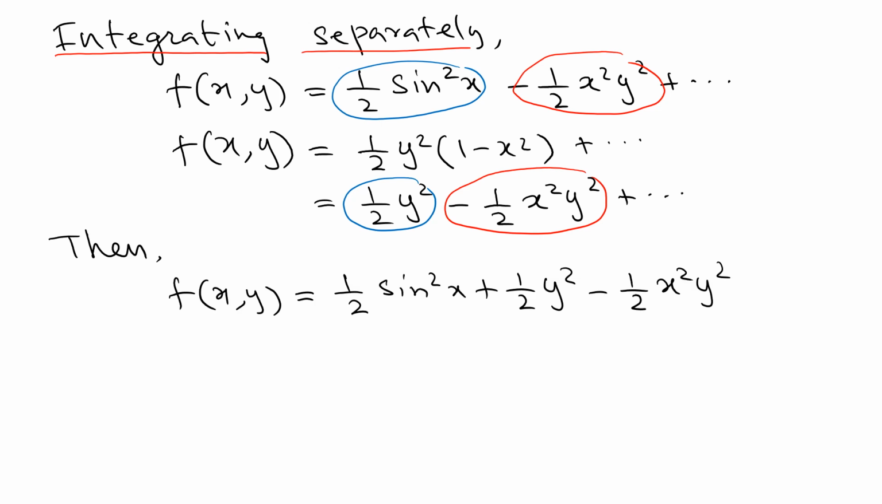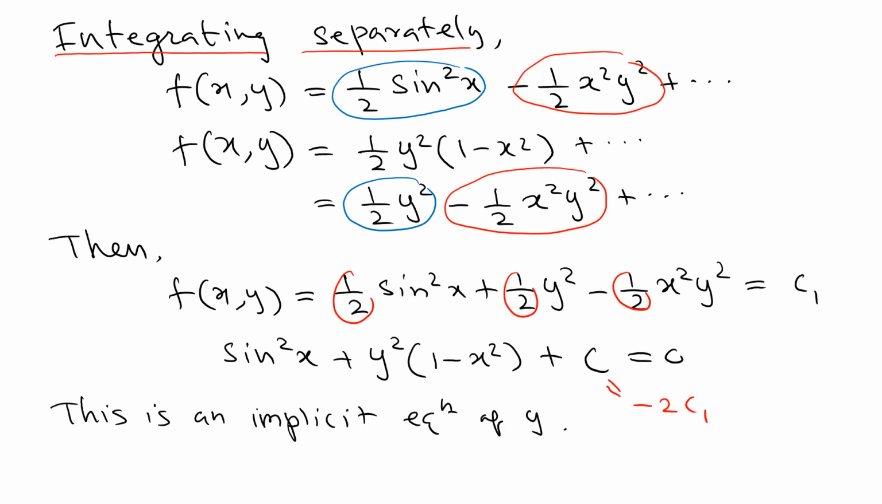Now to find the solution of the differential equation, we can set this one equal to c. So let's call it c1, and then we're going to multiply by 2 just to simplify. So then you're going to get this one as the final answer. And here you can see c equals negative 2c1, just to make it simple. Okay, and then you can solve for y if you want, but this one is the implicit solution for the equation.